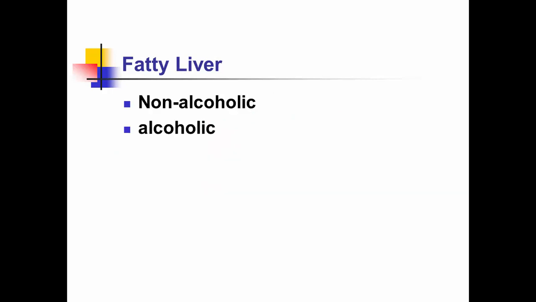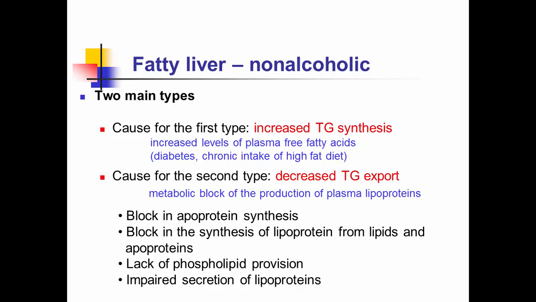So yes, I just said fatty liver has 2 different types, right? Non-alcoholic or alcoholic. So for the non-alcoholic fatty liver disease, there are 2 main types based on the cause, right? So the cause for the first type, for example, is increased triglyceride synthesis. There are some conditions that can cause increased triglyceride synthesis. First is increased levels of plasma free fatty acids, right? We just talked about it.